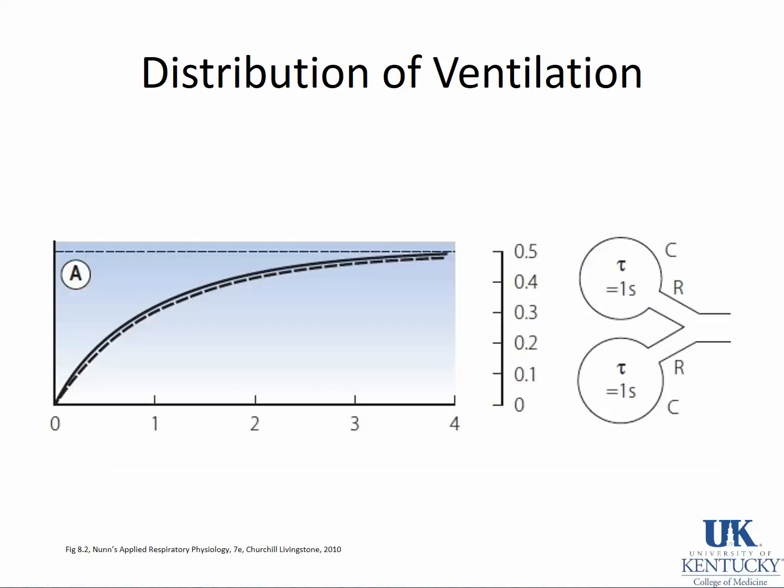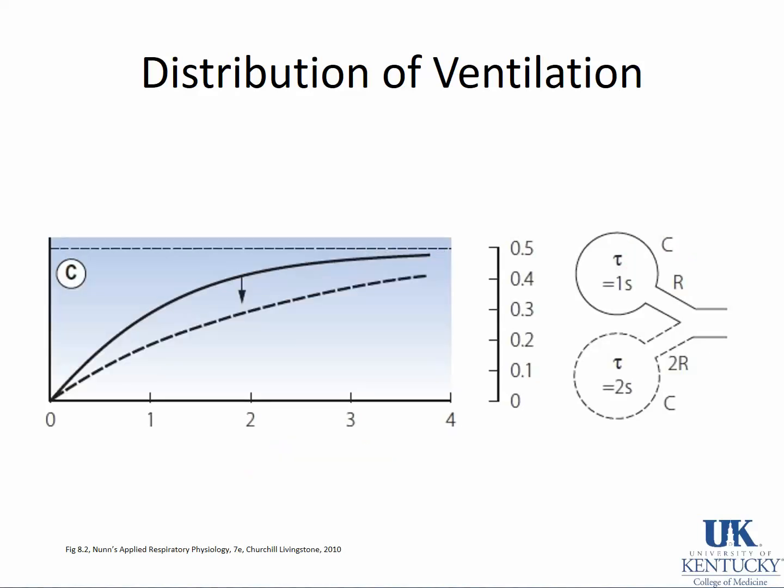Having looked at changes in position, let's look at a couple pathologic changes now. In this circumstance, you've got two lung units. Each of them have a normal compliance and a normal resistance and the same time constant, tau, for both lung units. So this looks at the change in lung volume over time. And what you see is that over time, the distribution of lung volume, the distribution of ventilation is essentially identical, and the change in volume is the same between the two lung units.